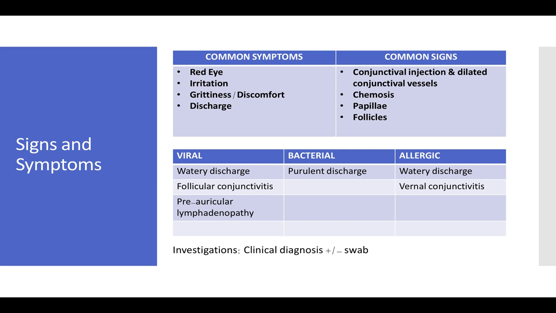Signs and symptoms. Common symptoms of conjunctivitis include a red eye, irritation, grittiness or discomfort, and discharge. Common signs include conjunctival injection with dilated conjunctival vessels, chemosis, which is edema of the conjunctiva secondary to abnormally permeable capillaries, the presence of papillae, which are raised lesions that can vary in size, with giant cell papillae giving rise to a cobblestone-like appearance under the upper eyelid.